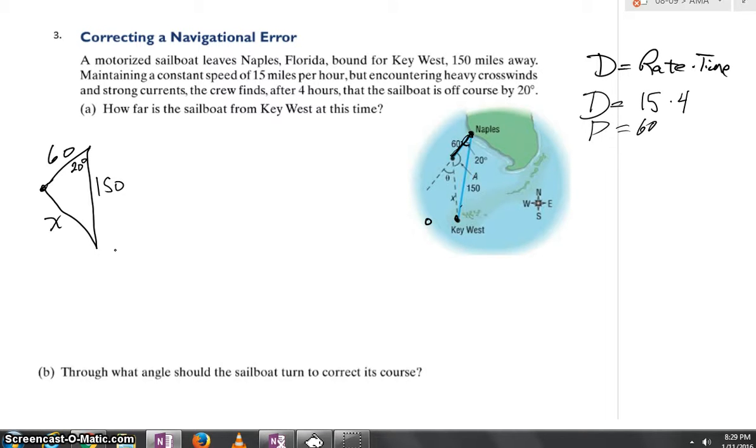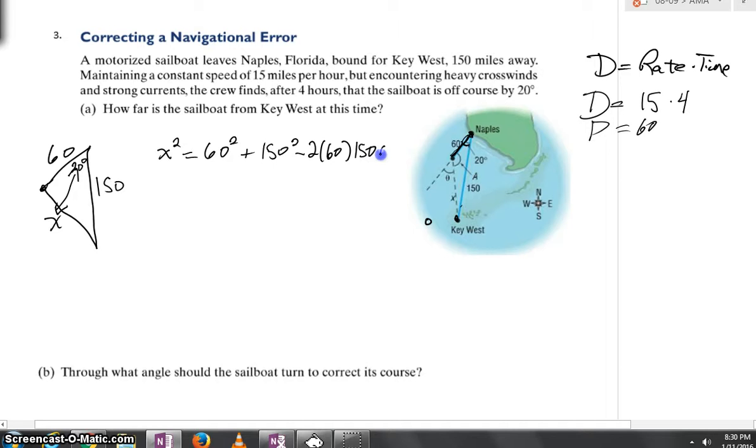Law of cosines once again. Law of cosines, I don't even have to label this triangle. You're more than welcome to do so. But look for a side angle side given information and a missing side that's directly across from that included angle. That unknown side here, this x squared, is the one that is isolated. So x squared would equal 60 squared plus 150 squared minus 2 times 60 times 150 times the cosine of 20 degrees. And of course we can take a square root on both sides.